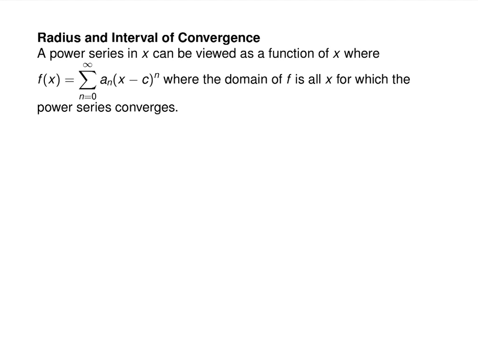So a power series in x can be viewed as a function of x, and the domain of this function is all the x for which the power series converges. Because it would make no sense for it to include numbers for which the power series diverges, because your function would equal infinity. Does that make sense? So it's a function, you can plug in x's and get out values, but its domain is all the x's for which it converges. Does that kind of idea make sense?